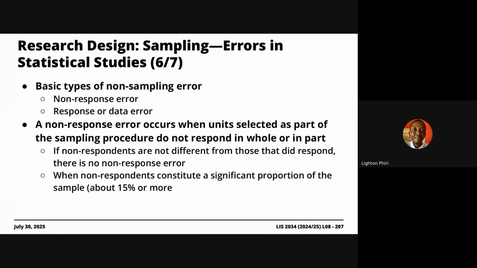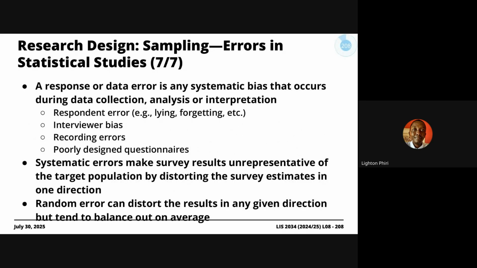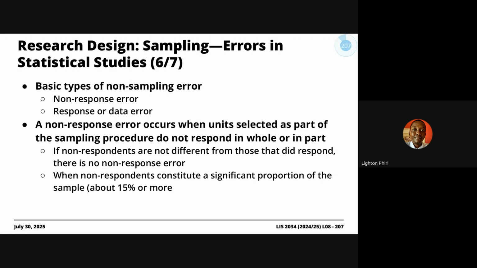And it turns out really that, I don't know what I was about to say here when I said when non-respondents constitute a significant proportion of the sample. I'll have to confirm this second statement. Probably I was hinting at the fact that if the non-respondents constitute a significant proportion of your sample, then you have a significantly larger non-sampling error, ideally. So I guess a ballpark would be 15% or more, right?